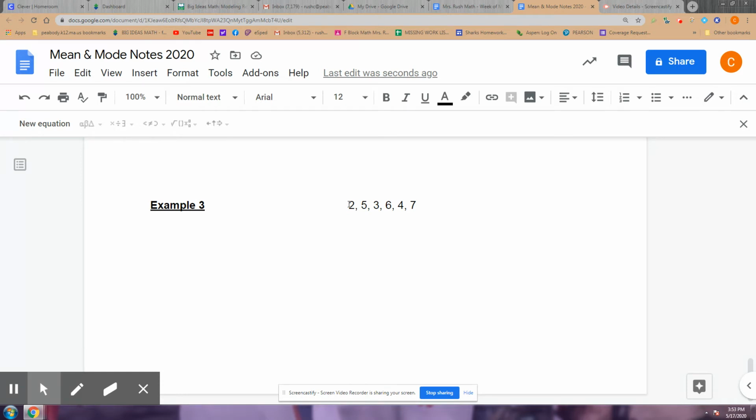All right, last one. Example 3, 2, 5, 3, 6, 4, 7. So I'm looking and I don't see any numbers that I see the most there. I don't see any numbers that repeat. So guess what? This one has no mode. So you would write no mode. That's okay. Sometimes there will be no numbers that repeat. So there's no number that's there the most.